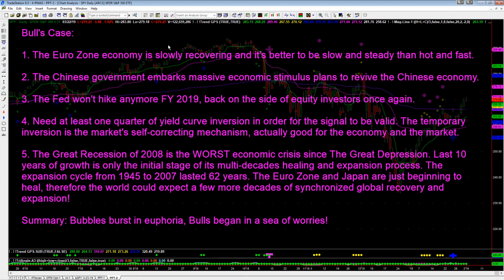Forget about the wall of worries. We are right now still drowned in a sea of worries. And in fact, that's usually the beginning of a great bull market. So that's the bull's case.